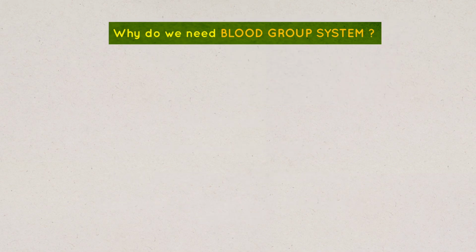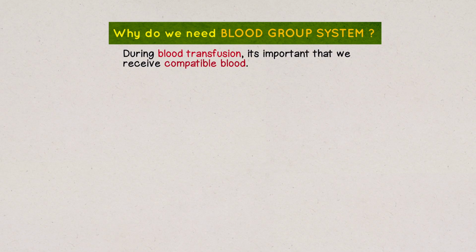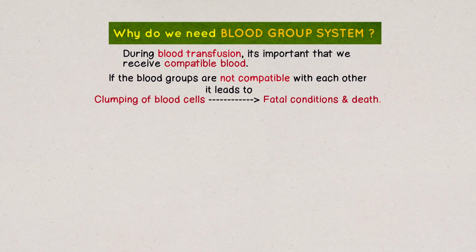Have you ever wondered why we need a blood group system? It is because when we undergo blood transfusion, it's very important that we receive blood that is compatible with our blood group. If the blood we receive is not compatible, it can result in clumping of blood cells inside the body, which can ultimately lead to fatal conditions, including death.